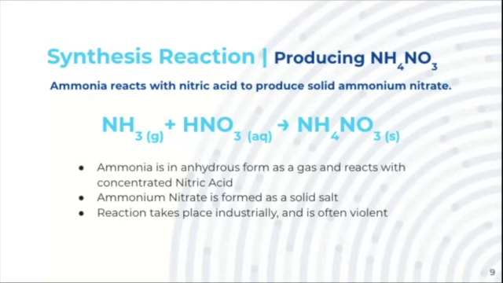Let's look at a few normal reactions of ammonium nitrate. The first one is the synthesis of the substance. Ammonia, NH3, reacts with nitric acid, HNO3, to produce solid ammonium nitrate, NH4NO3. During this reaction, ammonia is in a gaseous form and reacts with the concentrated nitric acid. The product is a solid salt of ammonium nitrate. The reaction is often violent and thus takes place industrially.